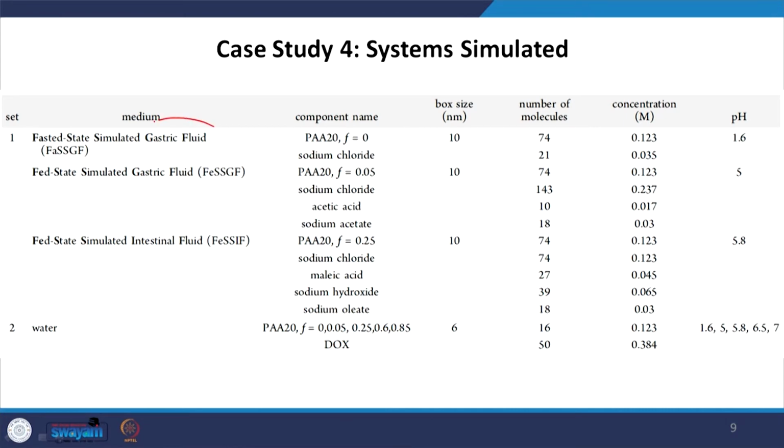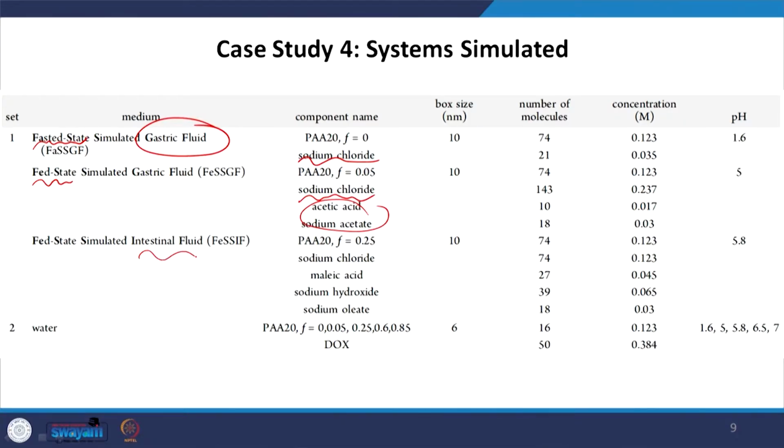So we are simulating a gastric fluid which essentially has sodium chloride in it, but then we simulate in two or three states. We simulate a fed state and a fasted state. In the fasted state you only have sodium chloride. In the fed state, in addition to sodium chloride, you also have acetic acid and sodium acetate present. This is taken from the actual biological condition inside the stomach and intestine, and we are looking at the components which are present in relatively high concentrations, because components with low concentrations will be difficult to simulate in MD, since you simply will not have any molecule within the small box size that you are simulating.